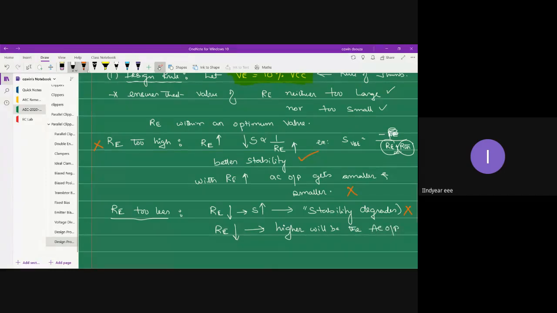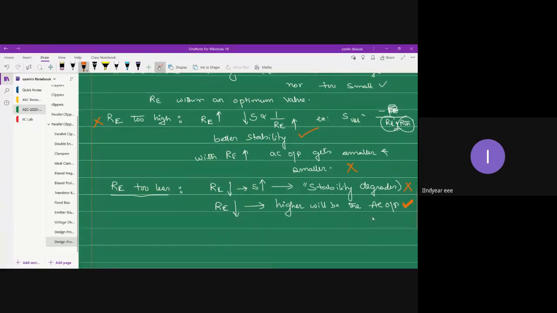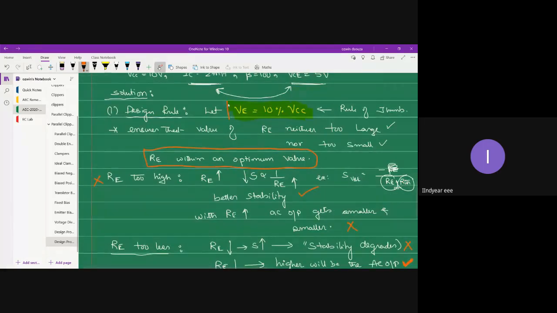AC output is desired, right? As much as possible, your amplifier should be able to give you a high output. But at what cost? At the cost of stability. So that's the reason RE shouldn't be too large and RE shouldn't be too less. So we should go for an optimum value of RE. Let me round off this: the optimum value of RE can be obtained provided we follow this particular rule of thumb. Hope you have understood.